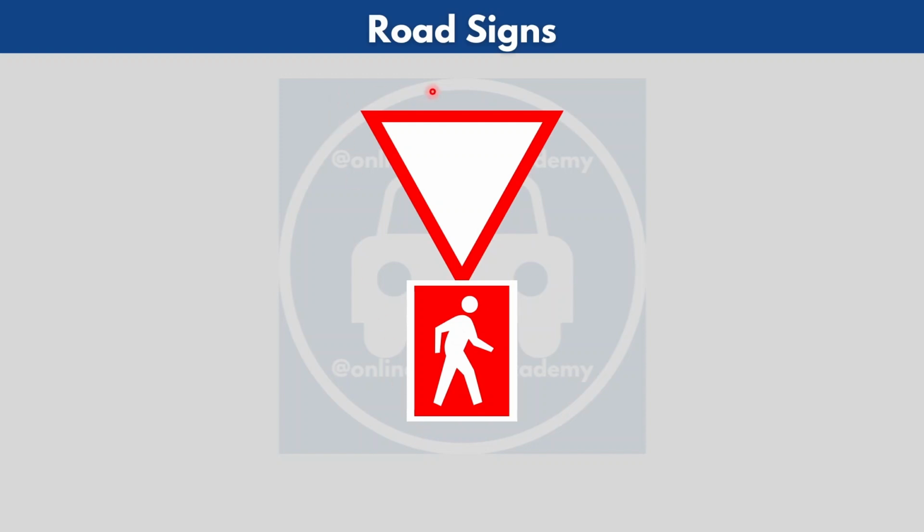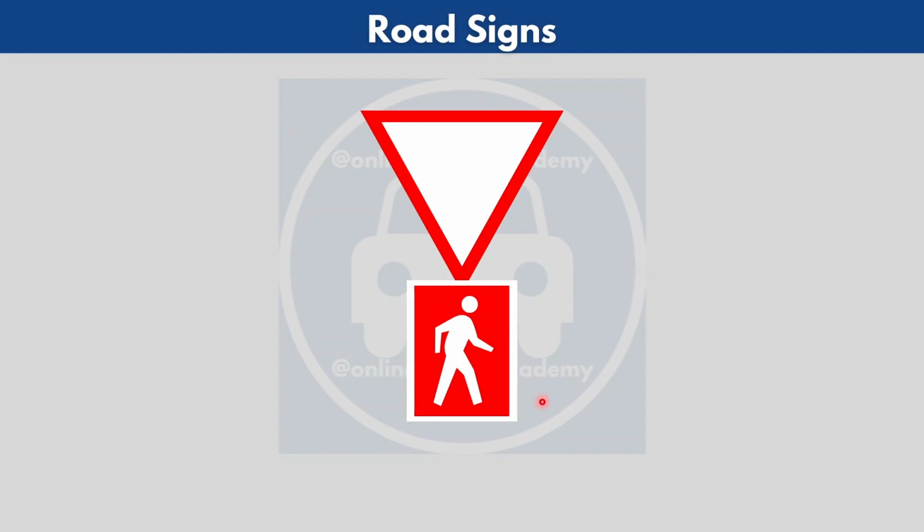Now we can see a very familiar road sign on top, right? This will be one entire road sign, but I'm just breaking it up into two. So on top, you can see a yield sign, right? We know what yielding means. However, at the bottom, you can see a pedestrian there with a red background and a white border. So entirely, what does this sign mean?